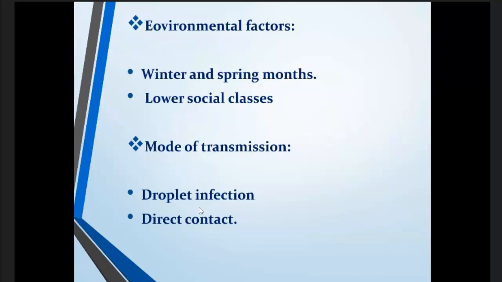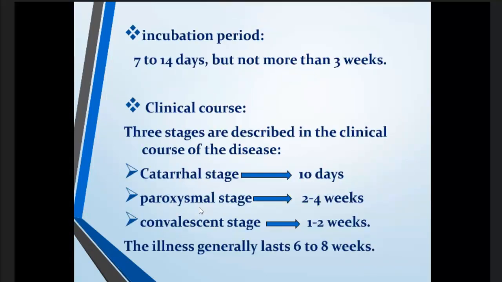Of course, as with other infectious diseases, it is transmitted through the respiratory route. It occurs mainly during winter and spring months, especially in lower socioeconomic areas, because of overcrowding in these areas, especially in the cold seasons of the year. The mode of transmission is by droplet infection or by direct contact. The incubation period of this disease is from 7 to 14 days, but not more than 3 weeks.